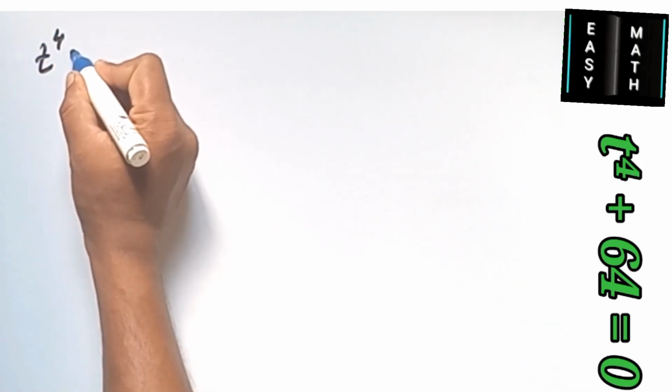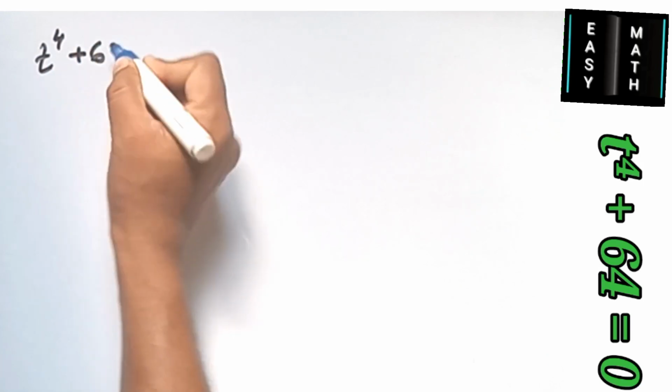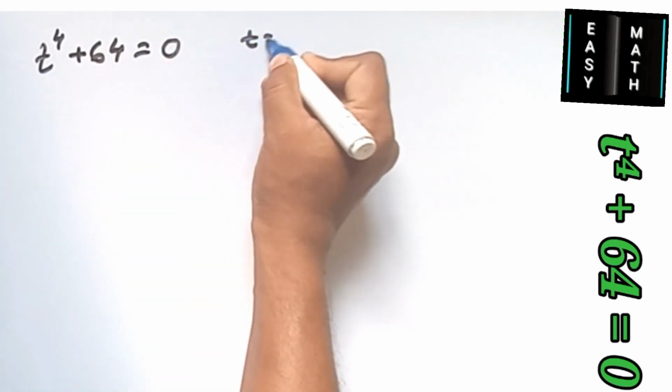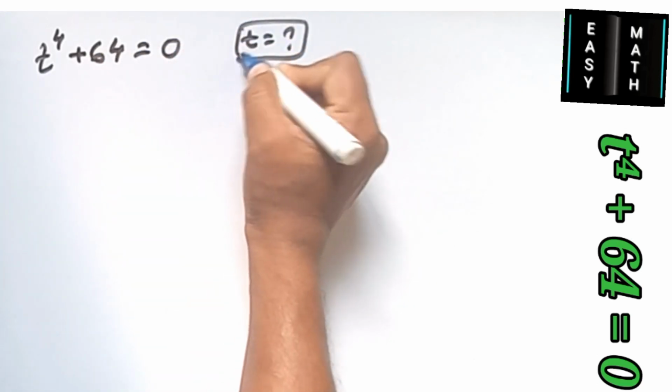t to the power of 4 plus 64 is equal to 0. So find out the value of t. What is the value of t?